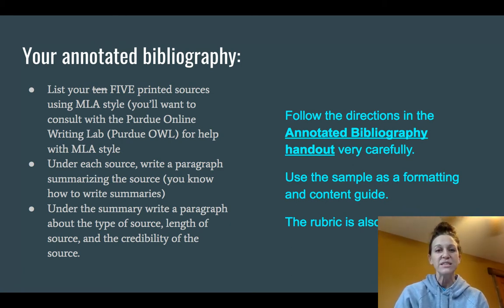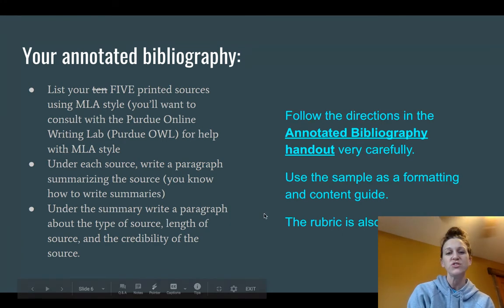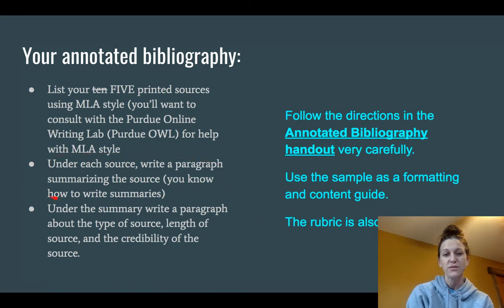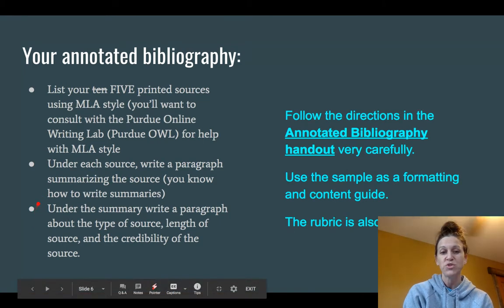Now, after you've listed out in MLA style your sources, you're going to create that annotation. So those annotations are going to be 2 paragraphs long. The first one is going to be a paragraph summarizing the source. Now, we've done a lot of summarizing, so you know how to summarize a source. And the second paragraph is going to be a description of the source.